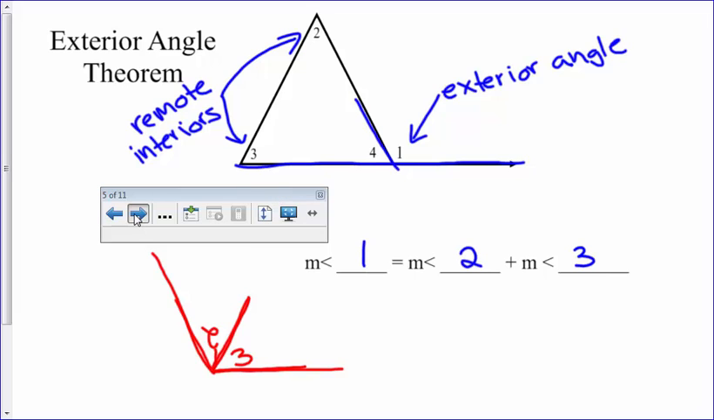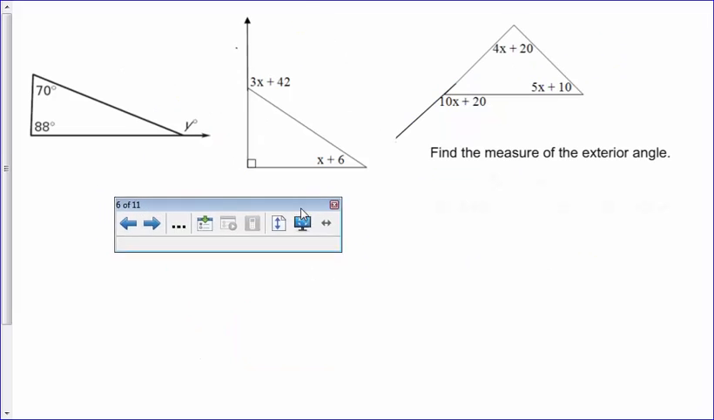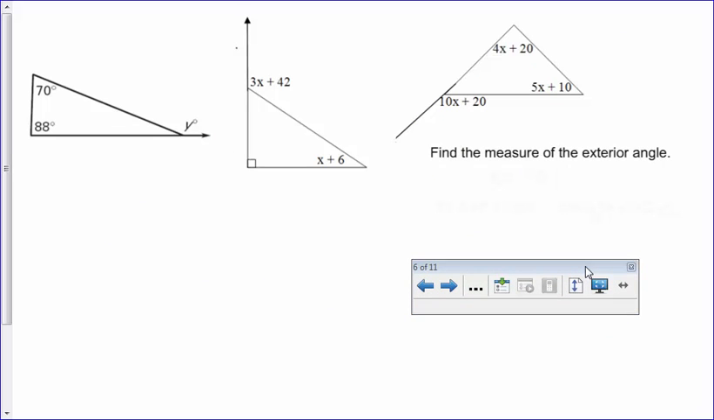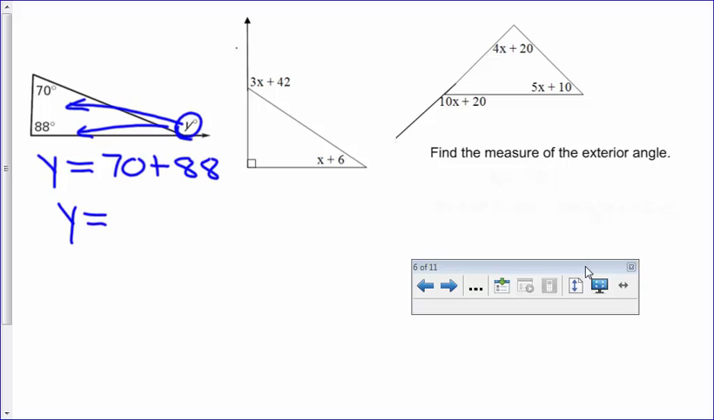All right, let's put this into action with 3 example problems. So y here is my exterior angle in this first one. These are my 2 remote interior angles. So my equation is going to be y equals 70 plus 88. Simplify that, and we get y equals 158. Okay, so that's our final answer.